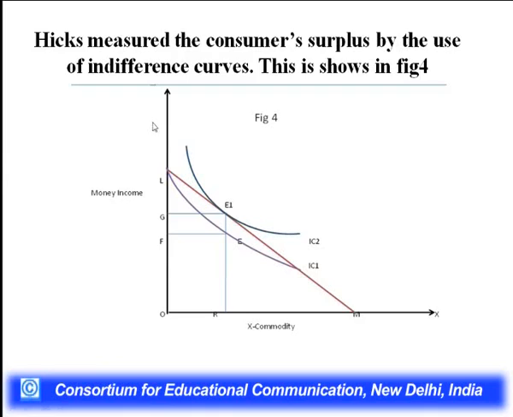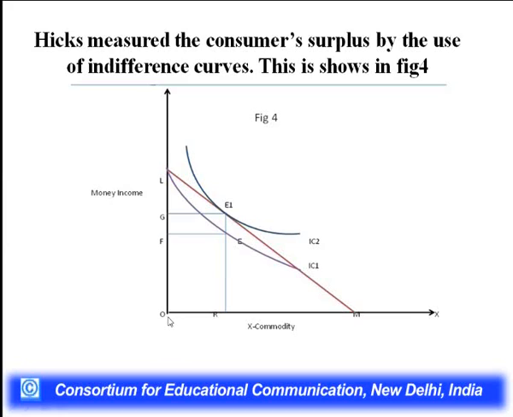So this measurement was with the help of the law of diminishing marginal utility. Now we will come to how it can be measured with indifference curve analysis. Hicks measured consumer surplus by the use of indifference curves, and this is shown in figure 4. Here we have taken X commodity on the X axis and money income on the Y axis. Now supposing the consumer does not know the price, and IC1 is the first indifference curve, which is touching the Y axis at L. This shows he has OL of money income, and he is at point E, which shows what he is willing to pay.